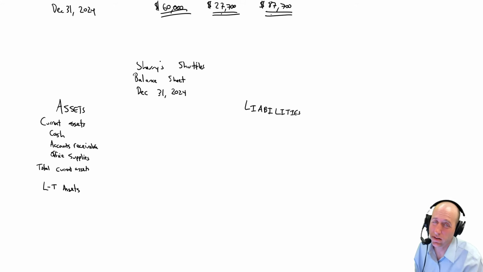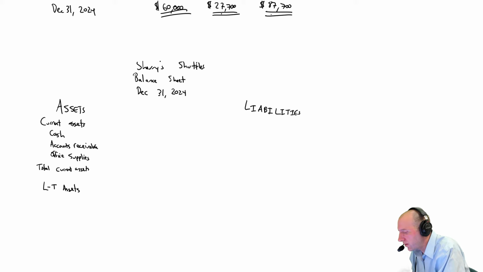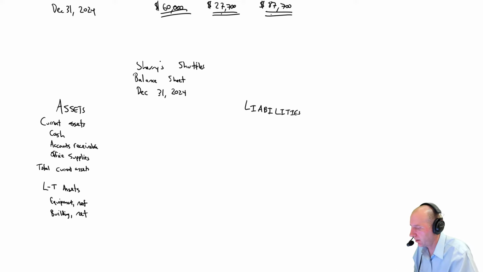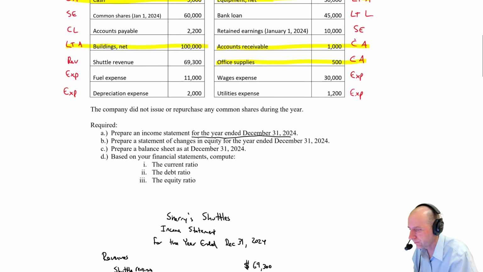This category can also be called property, plant, and equipment, PP&E, and there might be other categories for like investments and things like this. But we've just got the two. We've got equipment, which we said comes before building. So equipment, net, and then building, net. And let's just list those amounts and total everything up.